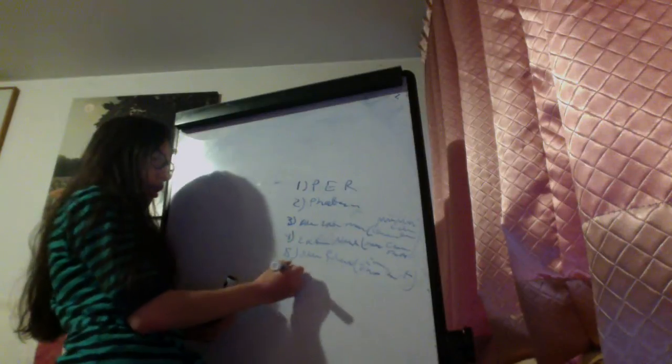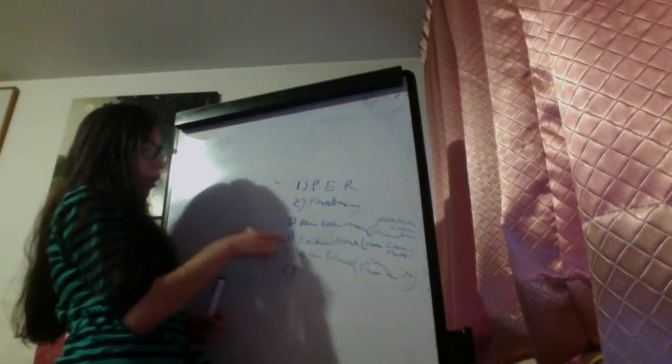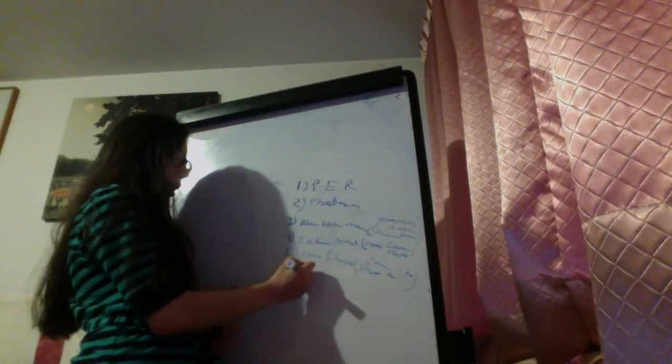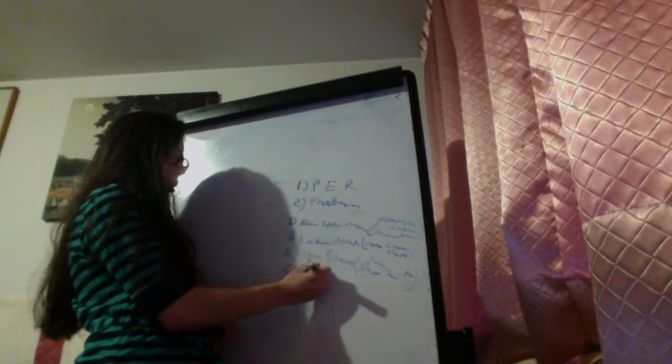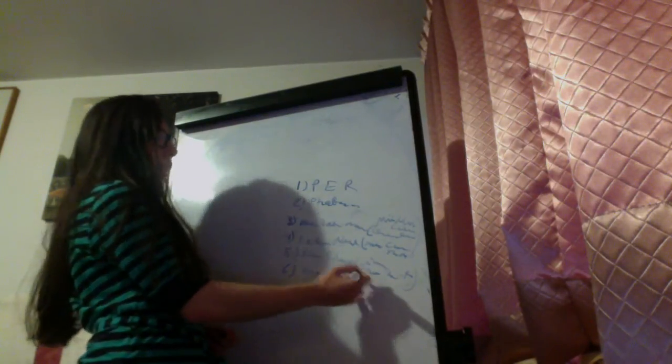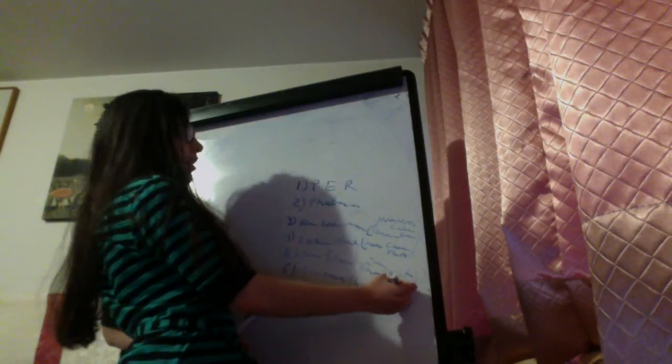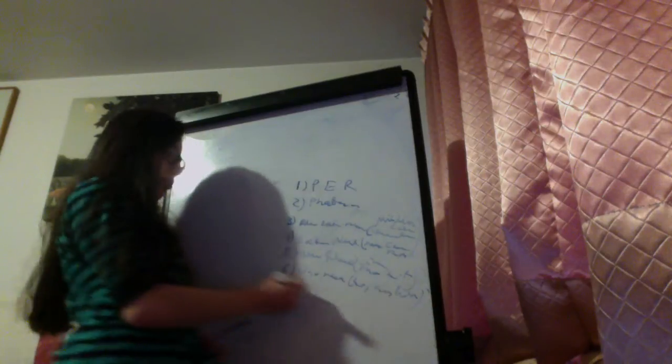The 6th layer is the inner nuclear layer, and here are the nuclei of the bipolar cells, amacrine cells, and horizontal cells.